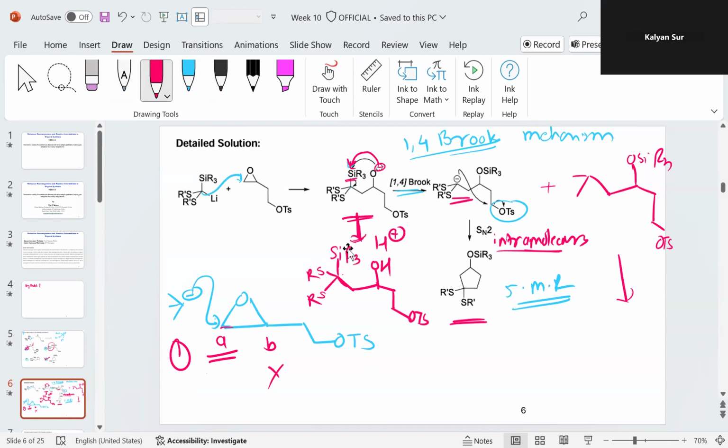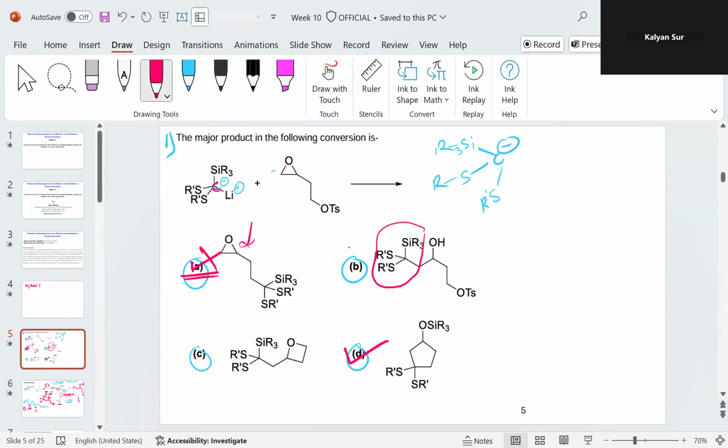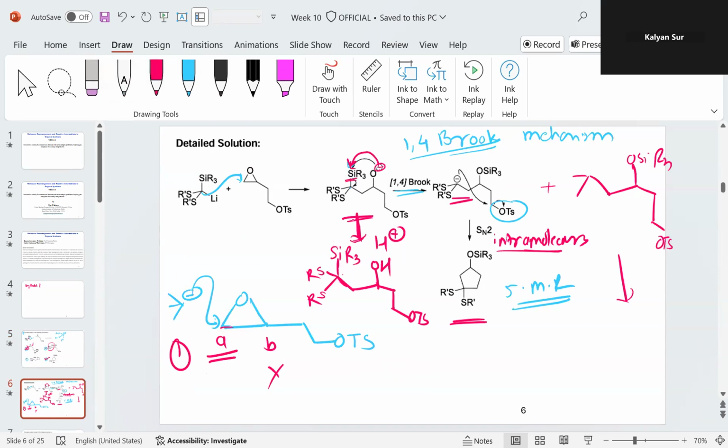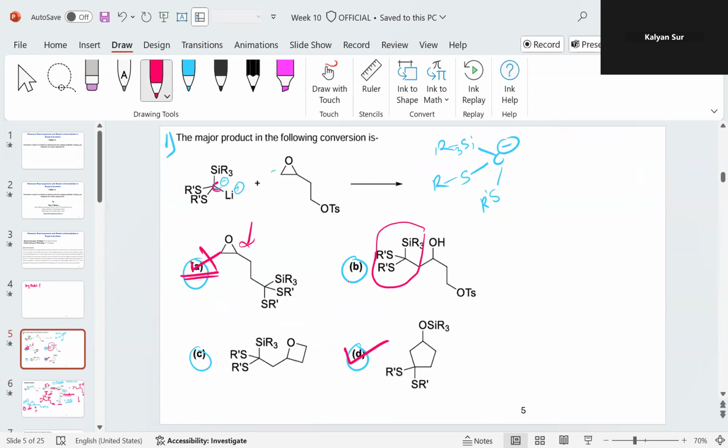But in our reaction, they haven't given any water or any workup or any source of proton. Therefore, this reaction moves further instead of stopping after the first attack. So this product is also not the product.